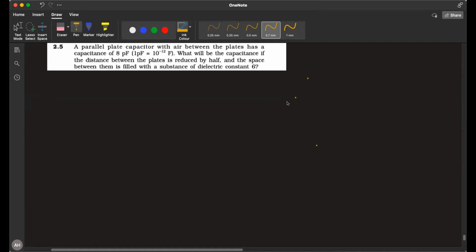Sir, will we treat the substance as a slab or as a medium? Slab, like a slab dielectric. The space between them is filled with a substance of dielectric constant 6, the dielectric slab which fully fills the space. If it is partially filled, then it would be given in the calculation. So that will be case 2, I guess. In case 1, it was air. In case 2, there was a dielectric slab which fills the whole space. Third was partial, and then fourth was contact.